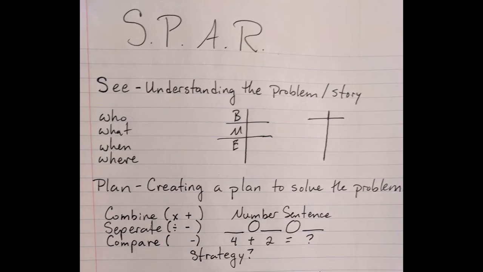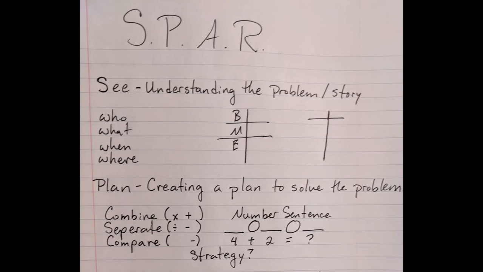For separating, that's where you're going to have one pile at the beginning of the story and you're going to separate into new piles. This is going to be subtraction or division. Comparing is when we have two or more things and we want to know how many more of one of the somethings there is.